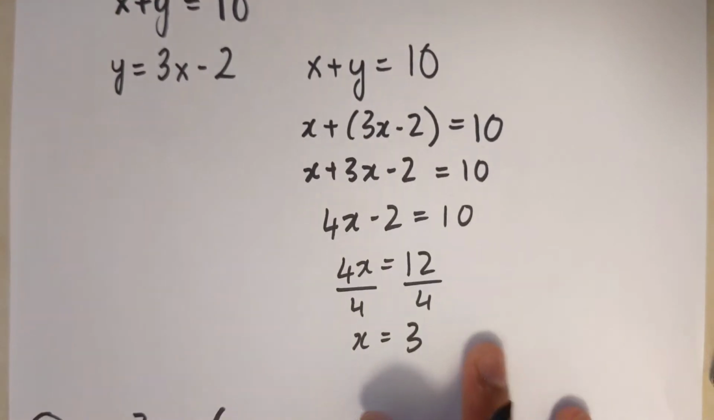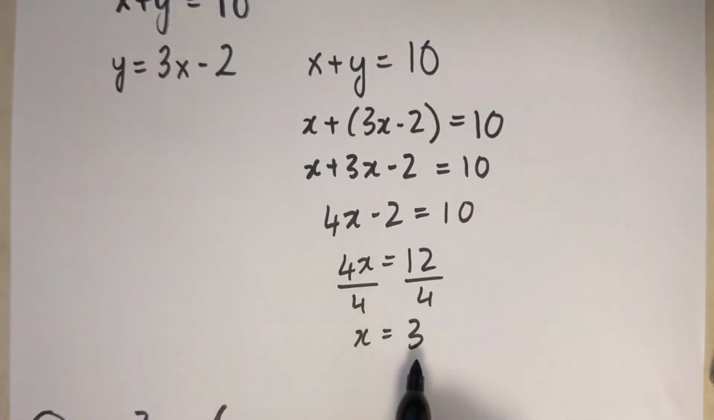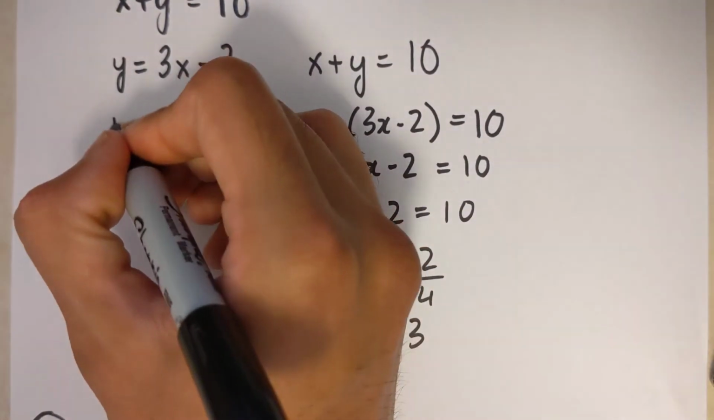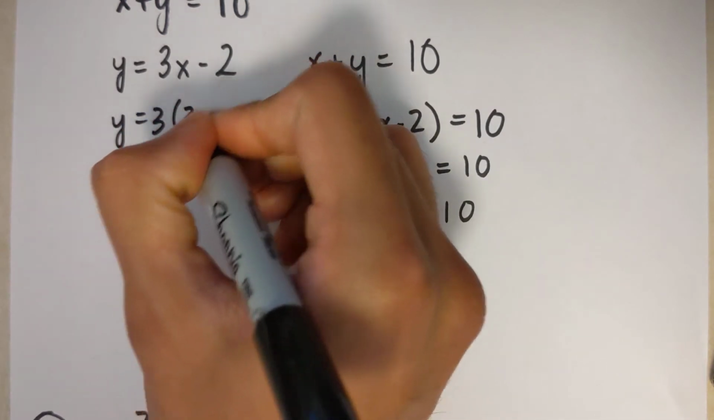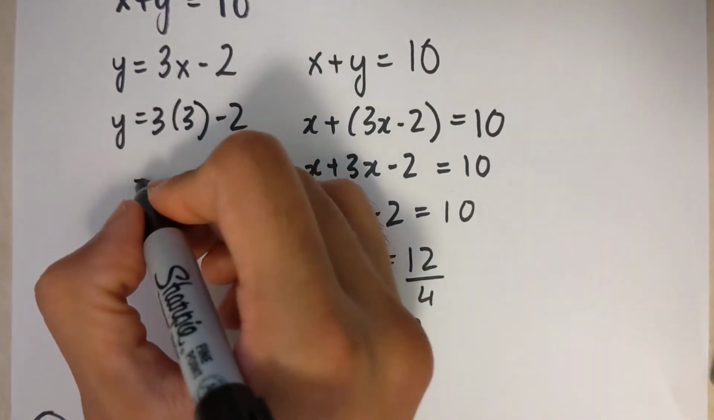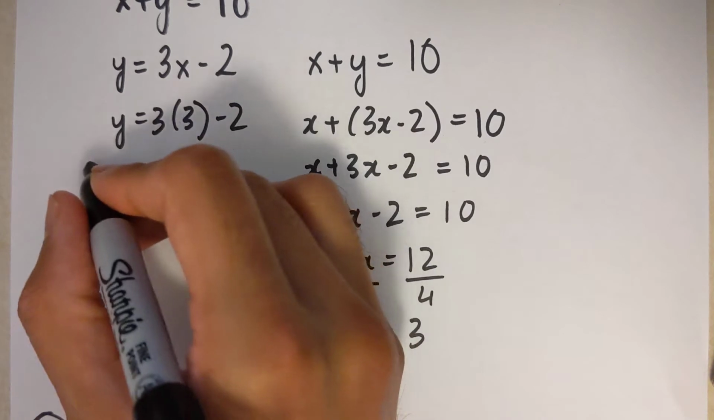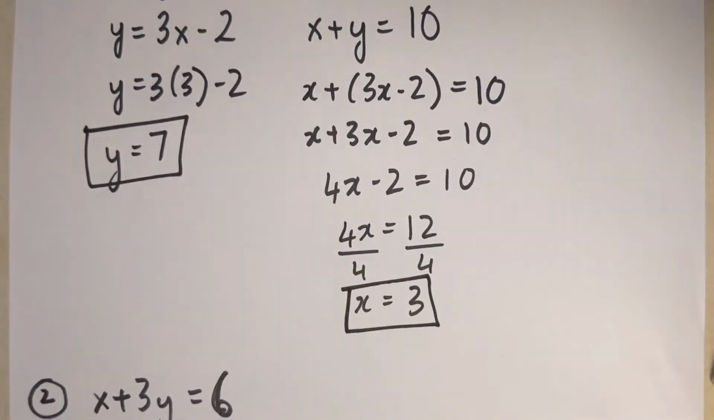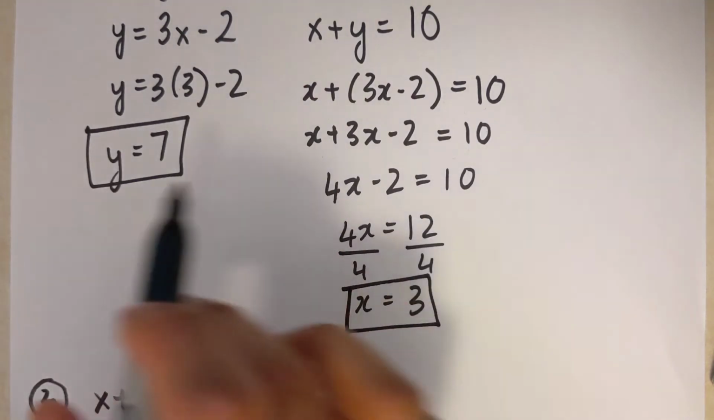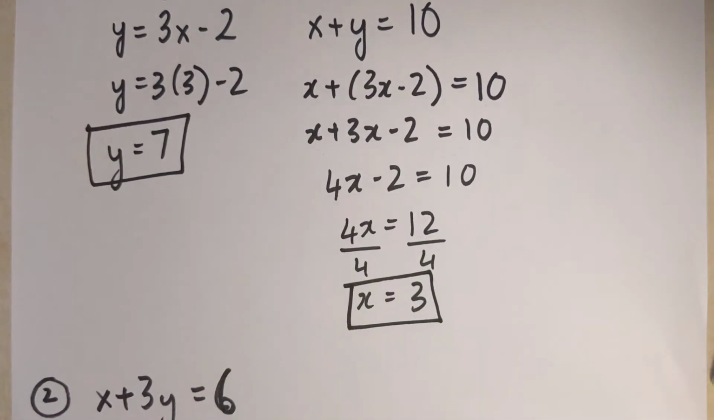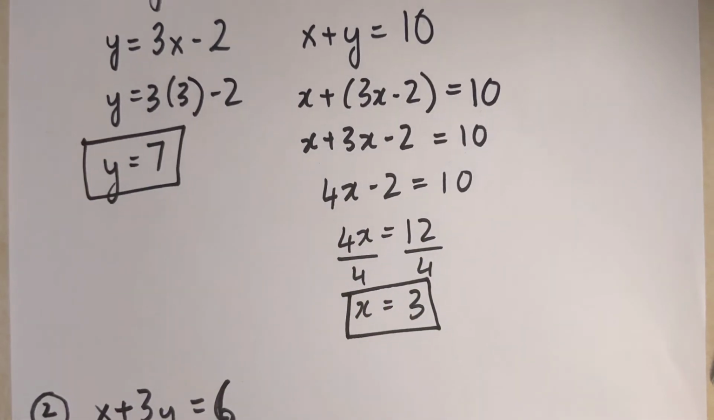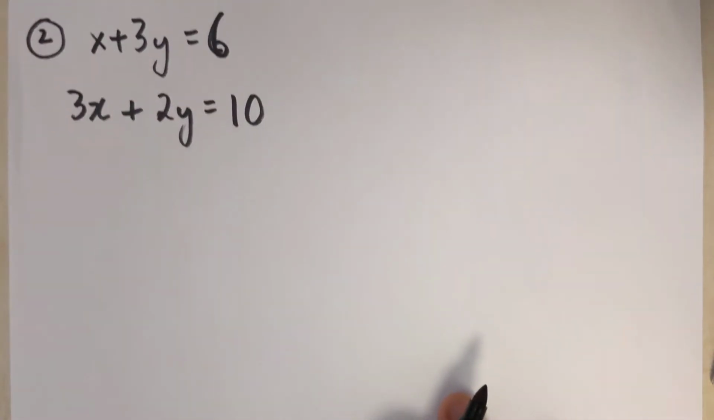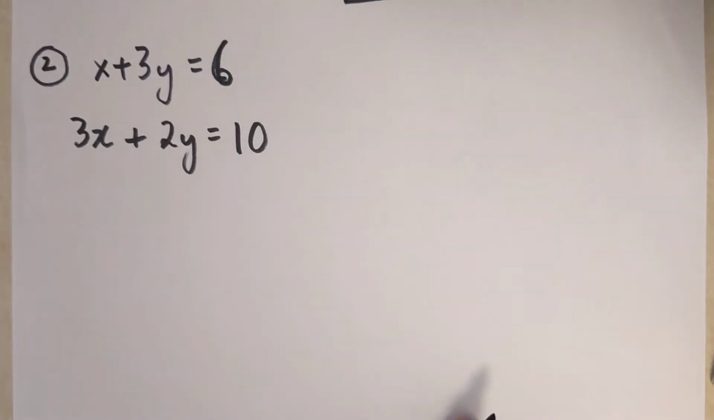And then I'm going to come back over here and I'm going to sub my x value in. So y equals 3 times 3 minus 2, which is 9 minus 2, so y equals 7, and we have our two solutions of x and y. So I like to do it side by side because you can go back and forth to solve the question. Let's try a bit of a harder example.